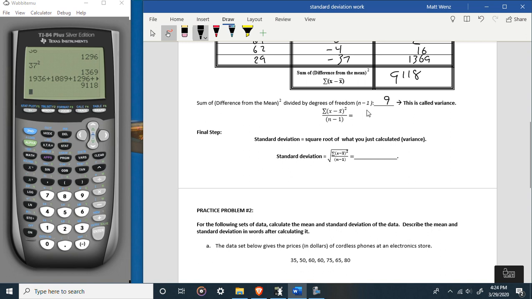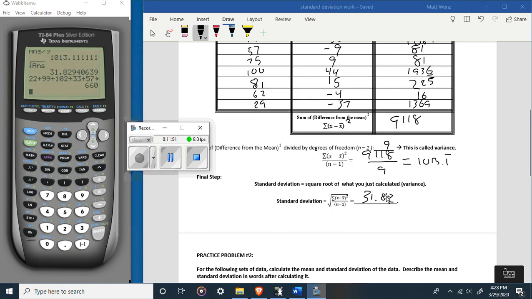So what do we want to do? We're going to take this number here that we got, and there's a square there, 9,118 divided by 9. Okay, what do we get? 1,013.1 repeating. That's called our variance. What we want to do now is take the square root of that number, which is 31.82.